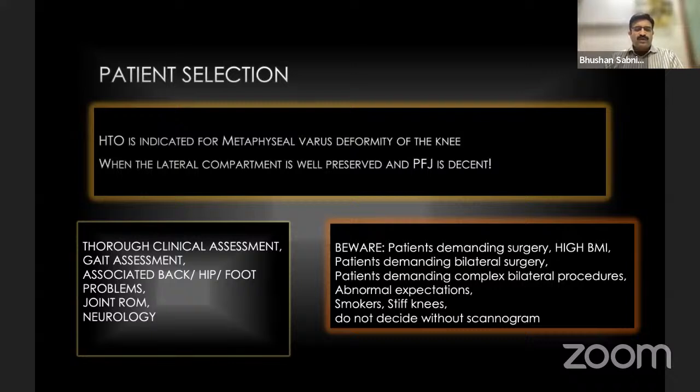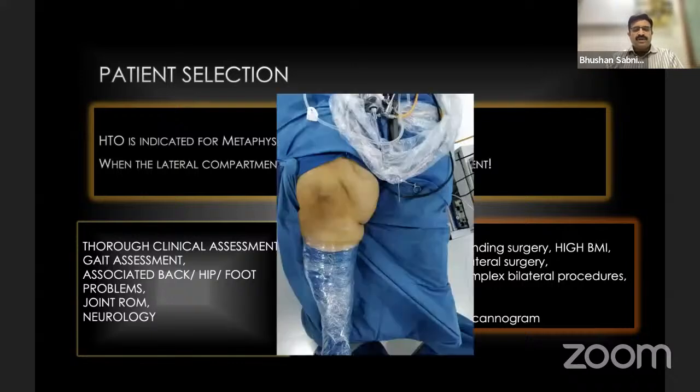Smokers are one group of patients where I would be extra cautious, and I would at least advise them to stop smoking for 3 months. And even then I'll be worried sick about the result that we are going to get. Stiff knees are absolutely a no-no, and do not decide surgery without a scanogram. So if you're going to struggle to find the knee, don't do the surgery.